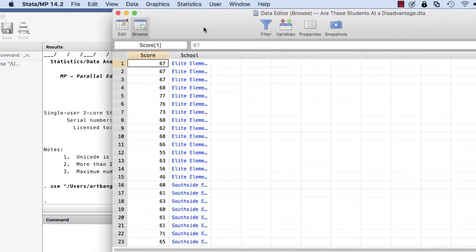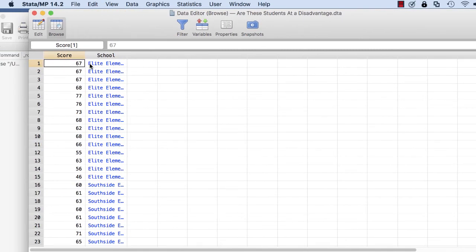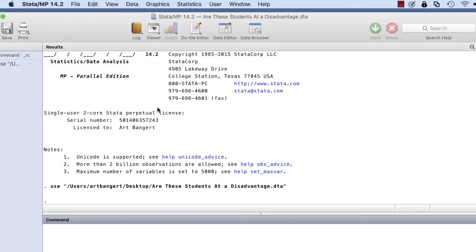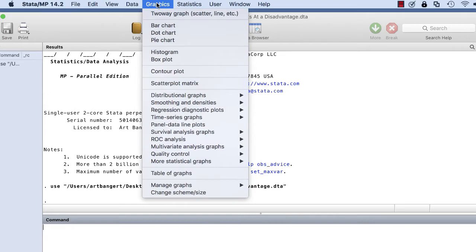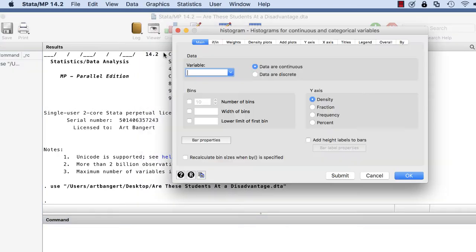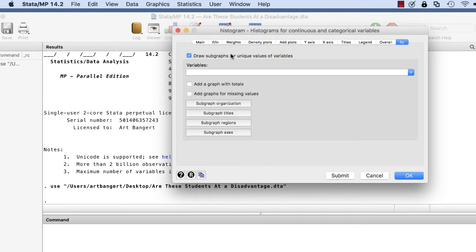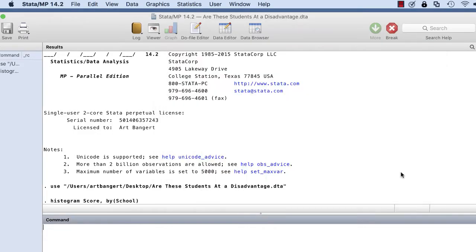I'm going to go to the data browser and just show you that we have the Elite Elementary School and their reading scores and the Southside Elementary School and their reading scores. Okay, so the first thing we like to do is look at the data graphically. So I'm going to conduct a histogram analysis, and I'm going to use their reading score, and I want to present that reading score by school. And so I'll go ahead and do that.